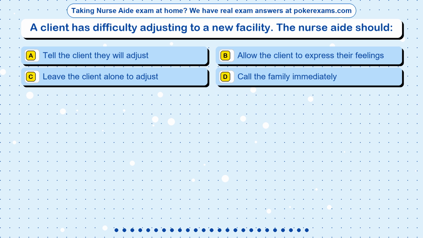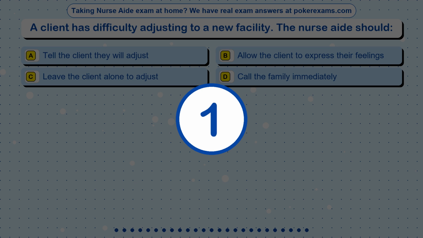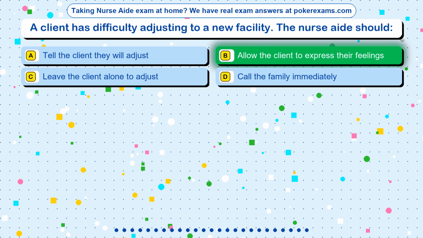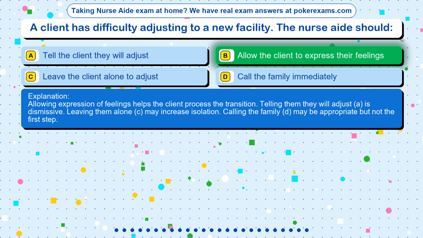Question 4. A client has difficulty adjusting to a new facility. The nurse aide should: Option A, tell the client they will adjust. Option B, allow the client to express their feelings. Option C, leave the client alone to adjust. Option D, call the family immediately. The correct answer is option B, allow the client to express their feelings. Allowing expression of feelings helps the client process the transition. Telling them they will adjust, A, is dismissive. Leaving them alone, C, may increase isolation. Calling the family, D, may be appropriate but not the first step.